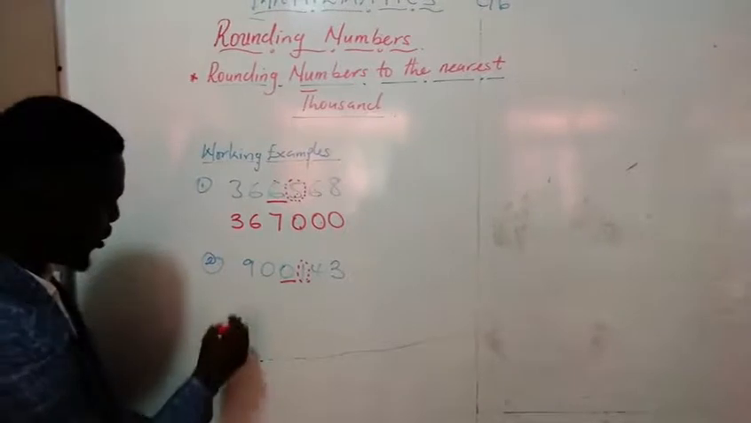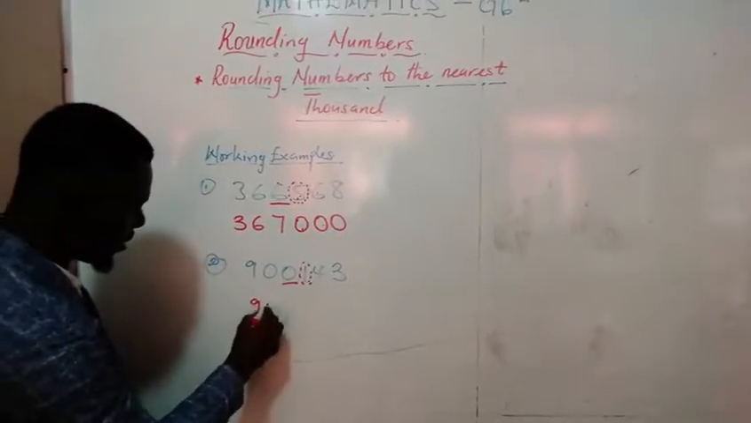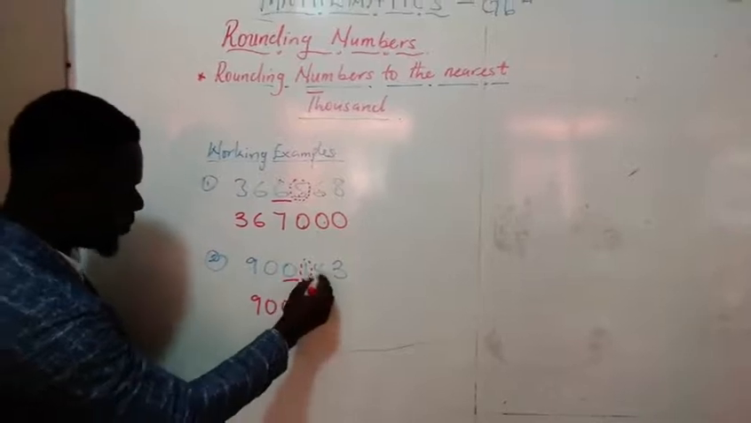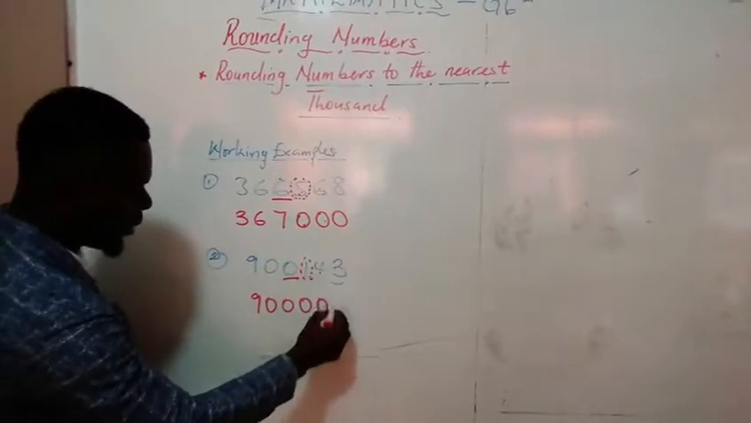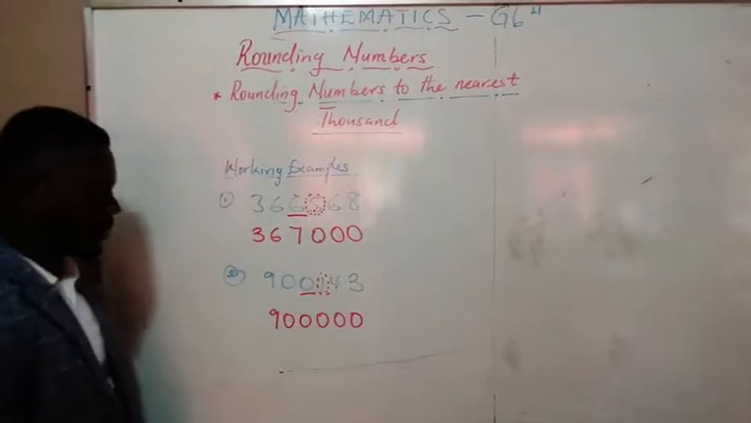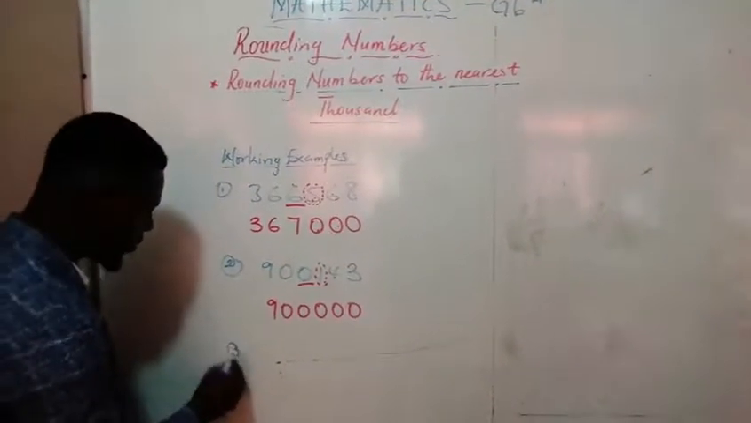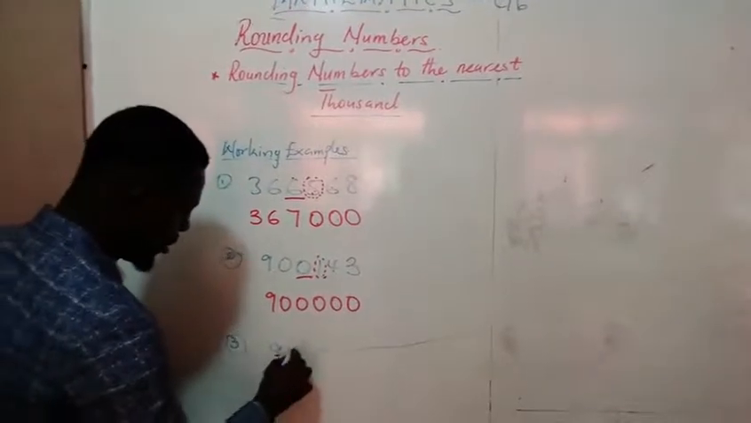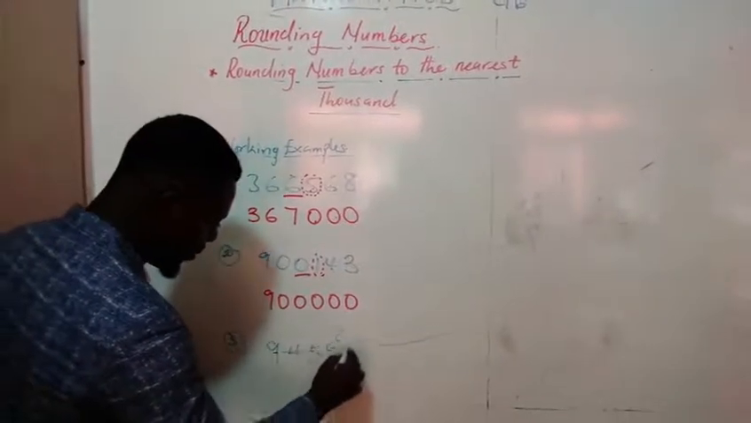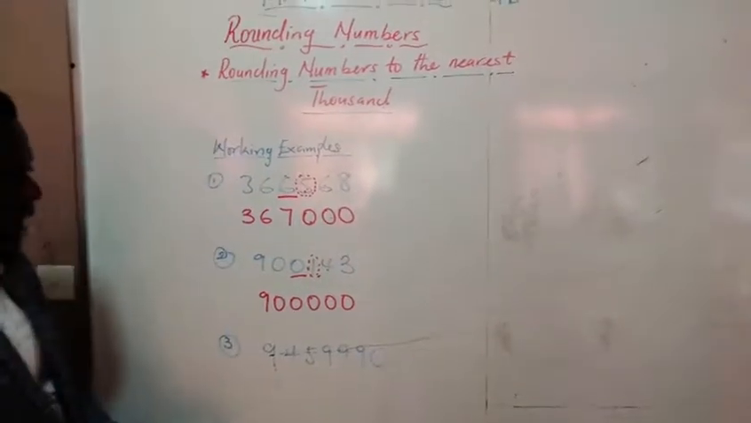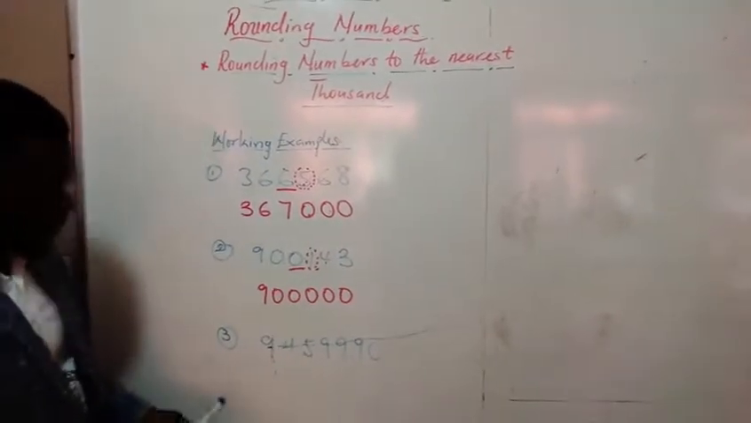So our answer is going to be what? 9, 0, 0. This one will change to 0. The 4 will change to 0. And the 3 will also change to 0. Good. Let's look at our last example for today. You have to round, I like this example, to the nearest 1,000. So let's identify the 1,000.